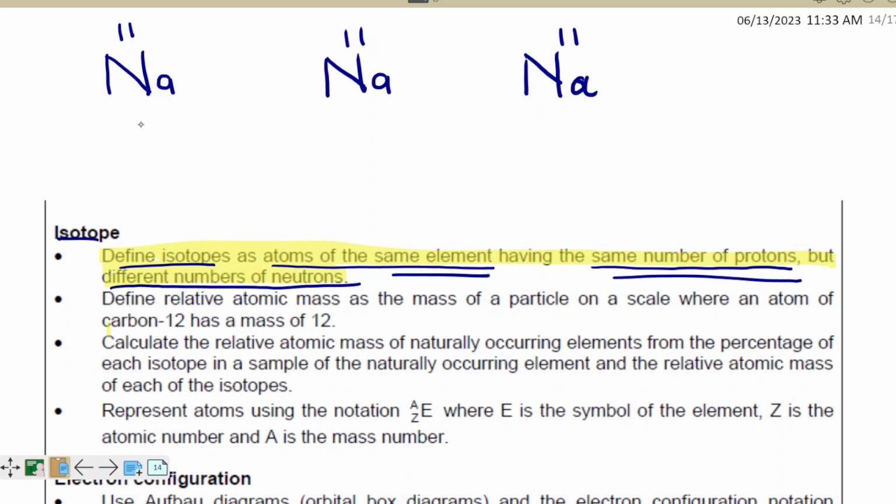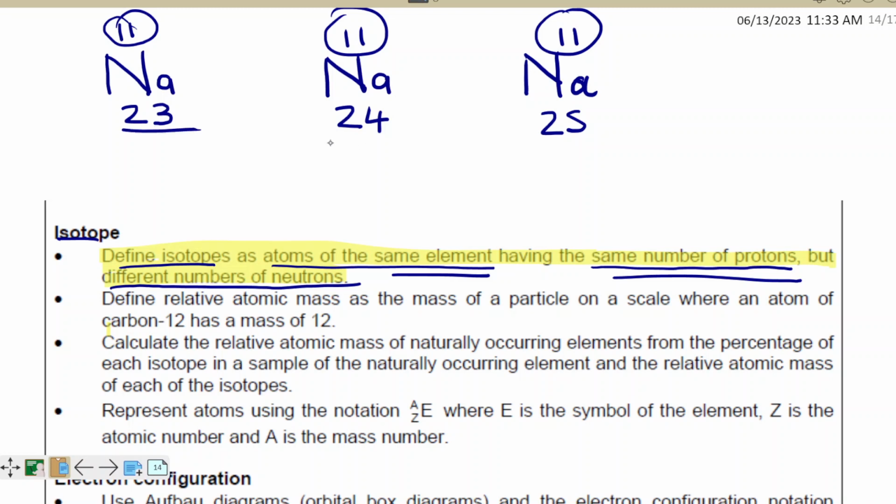Now remember, in the mass we have neutrons plus protons. So a different number of neutrons is going to make a different mass. So the first sodium has mass number 23, the other one has mass number 24, the other one has mass number 25. So the same number of protons but different number of neutrons. If you have different numbers of neutrons, we're going to have different mass numbers. So we call these isotopes. Isotopes are atoms of the same element, same number of protons, different number of neutrons.